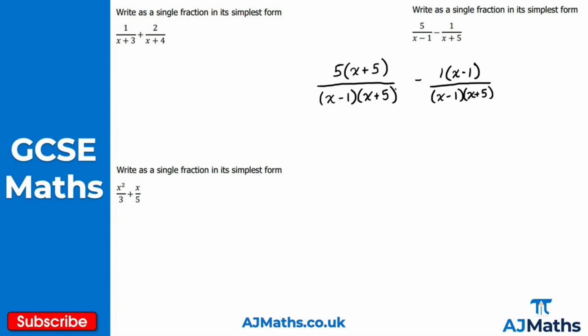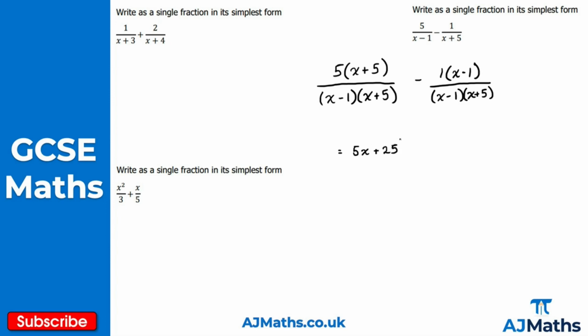Now, because we've got this over a common denominator, we can write this now as a single fraction. So what I'm going to get here is 5 lots of x plus 5, so that would be 5x plus 25. So just expand this bracket here. So we get 5x plus 25.